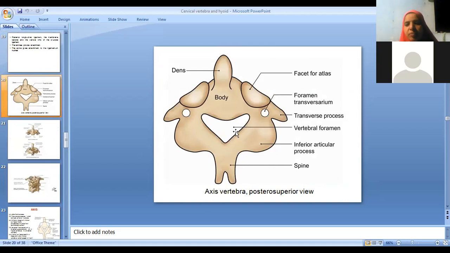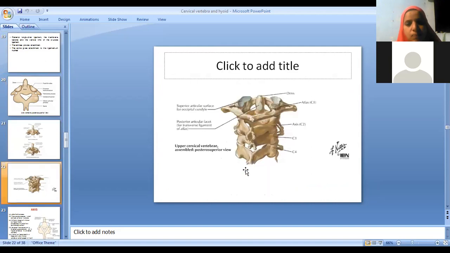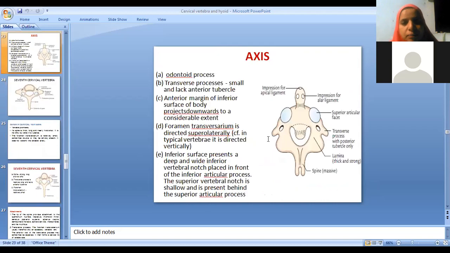This is the vertebral foramen, and the foramina transversaria. Facet for atlas. So this is the dens, the odontoid process, of C2. The transverse processes are small. It doesn't have any anterior tubercle. The anterior margin of the inferior surface is projecting downwards. Almost all points are discussed.